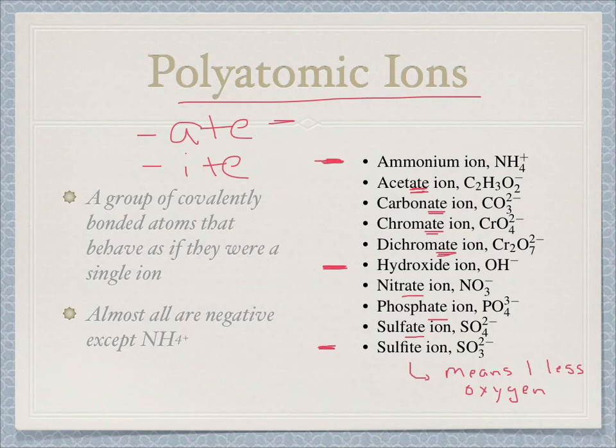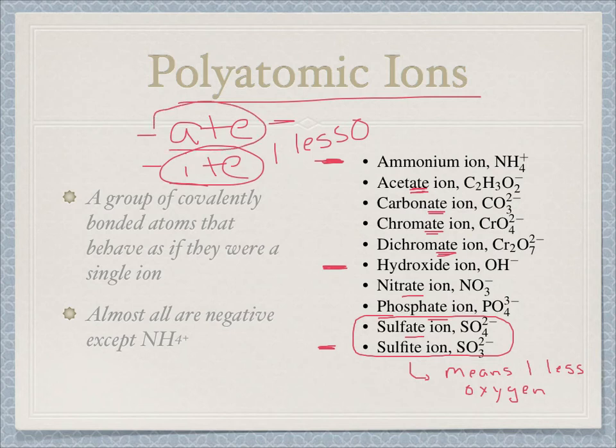All of this has to do with how much oxygen they have in these compounds. But in general, anything with ite is going to have 1 less oxygen in it than the ate version. We don't have too many examples of that here, but if you look at this one down here, the sulfate and the sulfite, notice that the sulfite has 1 less oxygen than the sulfate. So when you're thinking about these, if you're confused as to what you're naming, most of them end in ATE. And most of them start with the element that we have.